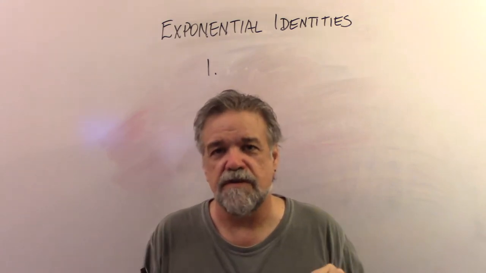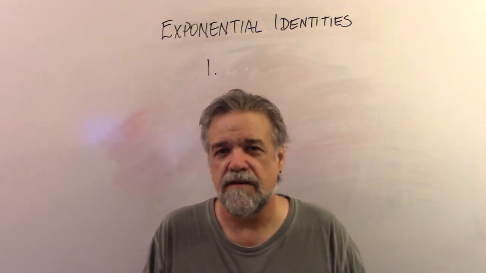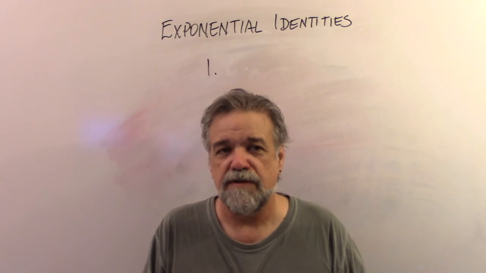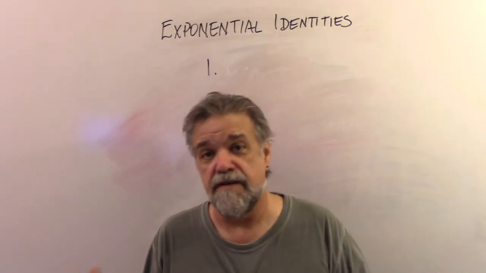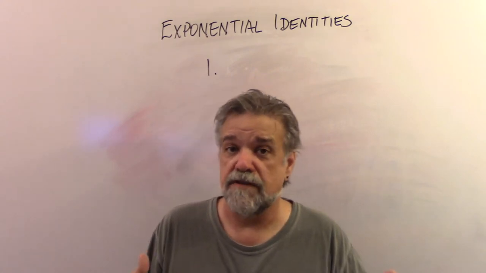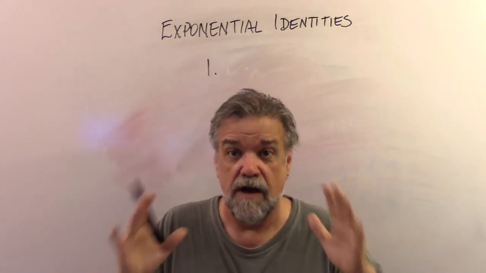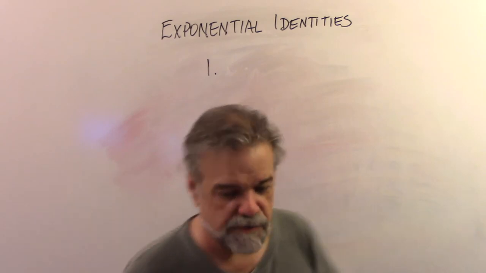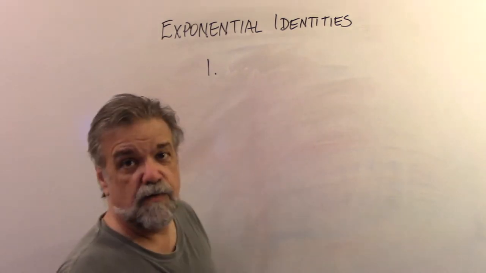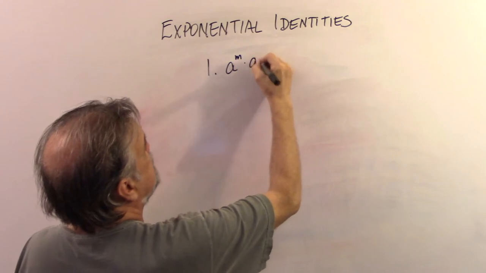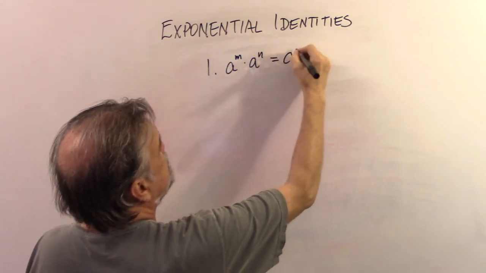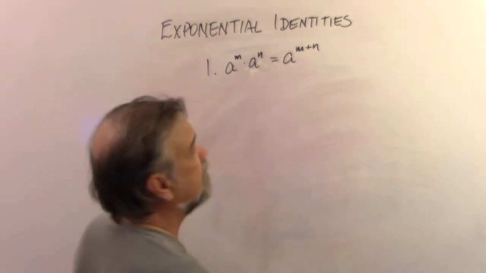And we're going to do the same thing here. We're going to expand our idea of what an exponent is by looking at positive integer exponents, but also by looking at negative exponents, fractional exponents, irrational exponents. Anyway, let's get to it. So, identity number one. A to the m power times a to the n power is a to the m plus n power.